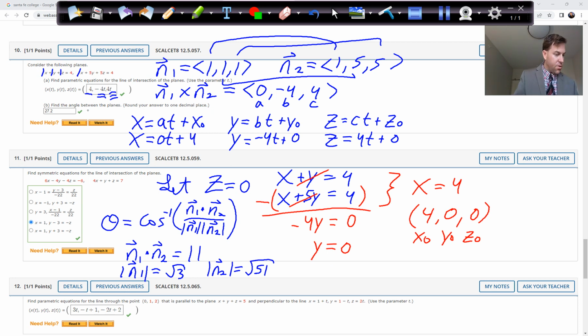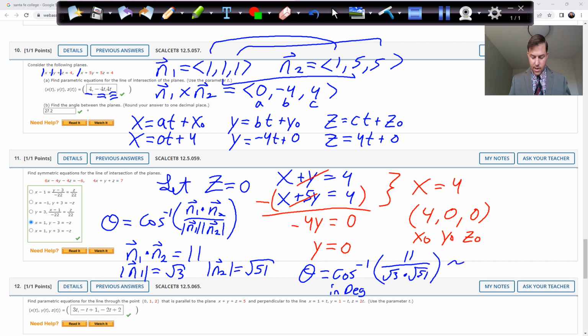Okay, and if you do this, my angle turns out to be the arc cosine, in degrees, so make sure you're in degree mode, of 11 divided by the square root of 3 times the square root of 51, and that turns out to be approximately 27.2 degrees, which is right there. Okay, I think that's all I need to show for problem 10.